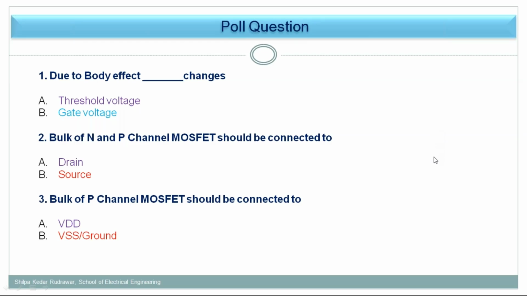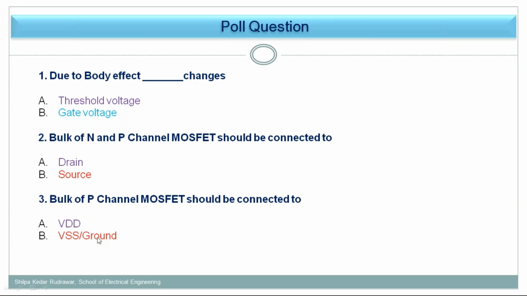So what is the answer for P? P for P, N for N. What is the meaning of this? P positive, N negative. This way also you can remember. Bulk of the PMOS should be connected to VDD. P for positive. So VDD is positive.